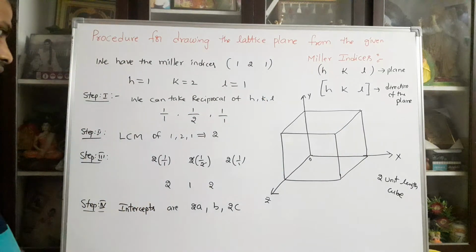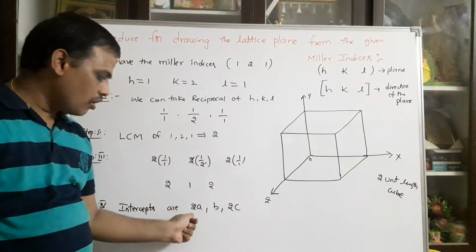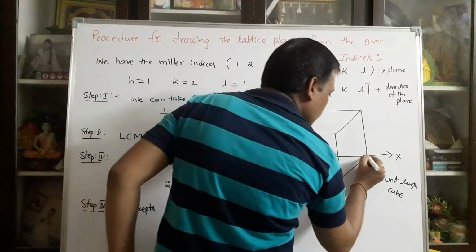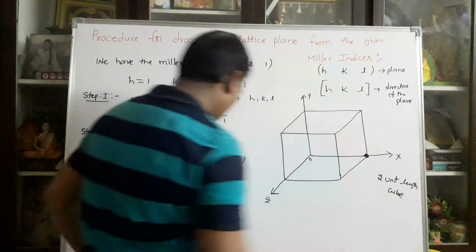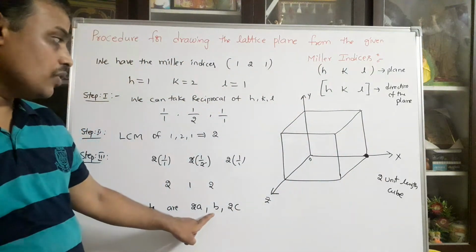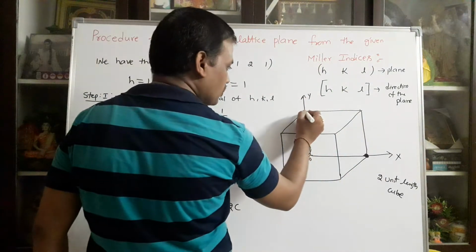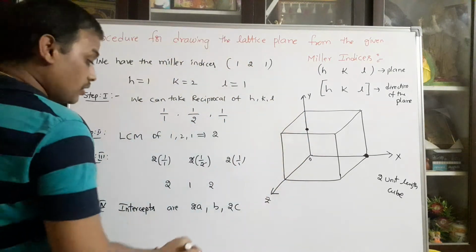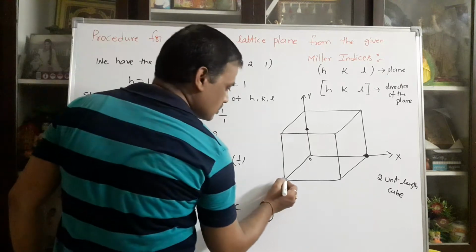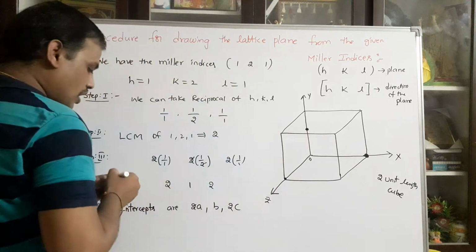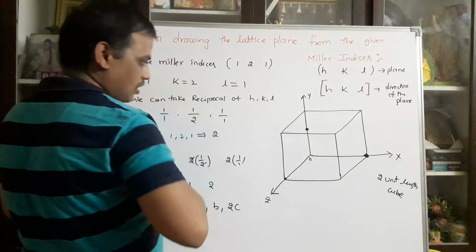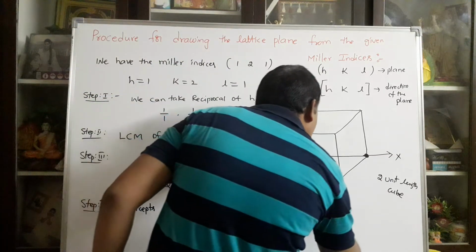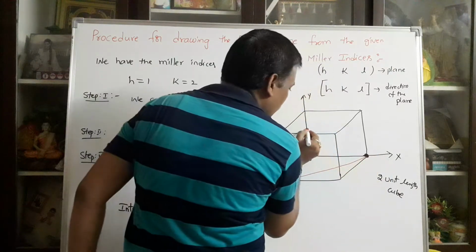According to the intercepts, what is the length along the x direction? 2a, nothing but 2 units. Along the y direction it is only 1 unit, so up to the 2 units this is taken as the center, 1 unit. According to the z direction, 2 units. So from these 3 points you can draw one plane, connecting these 3 points like this.